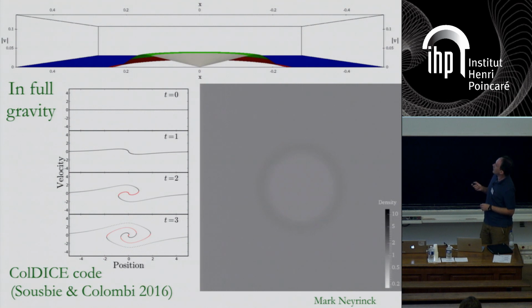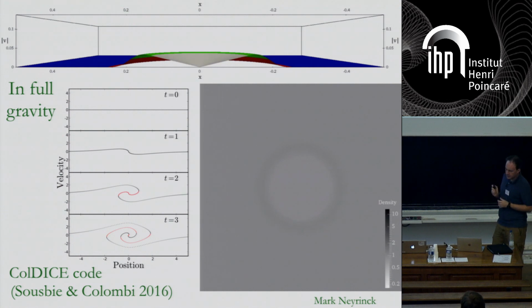In this approximation, these streams just fly past each other ballistically. But in full gravity, something arguably sensible happens. These patches form collapsed structures. So this slide is an attempt to convey the phase space structure of what's going on when patches collide with each other.